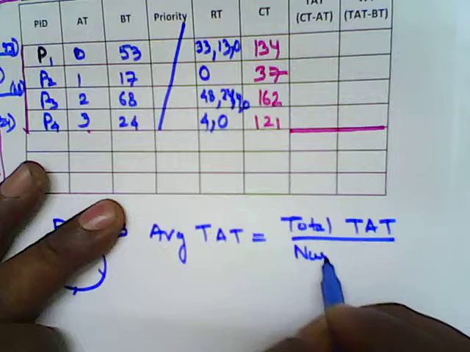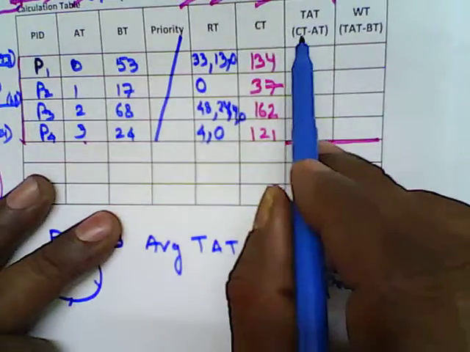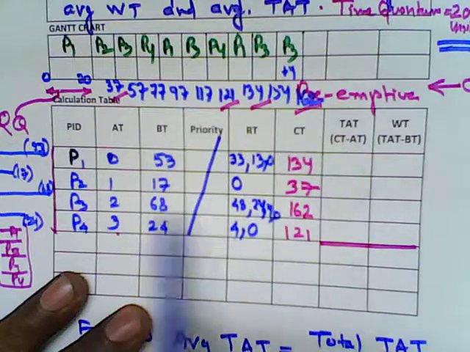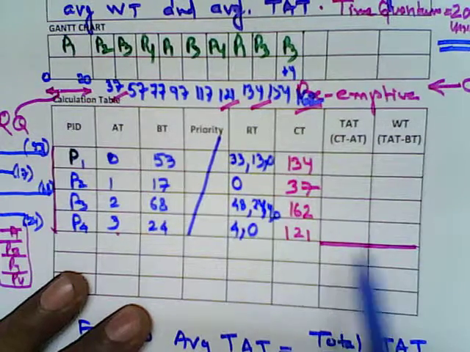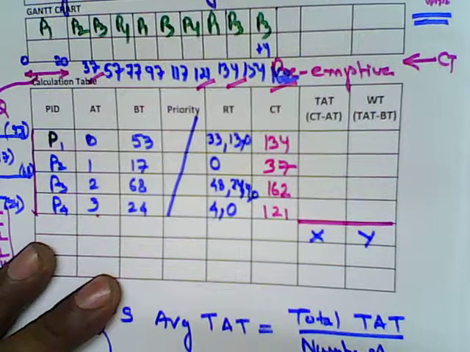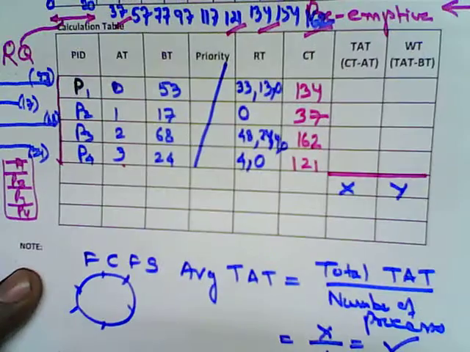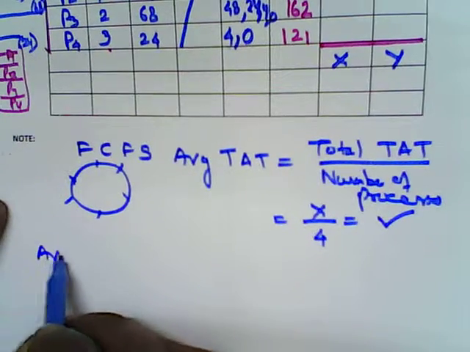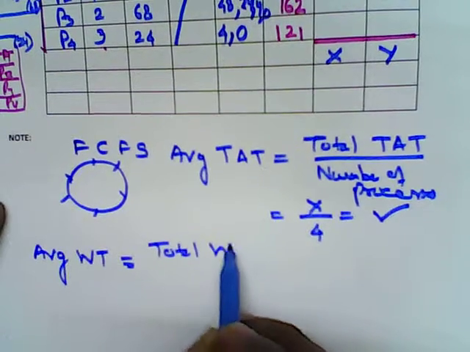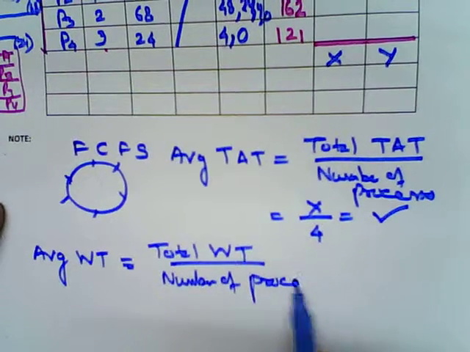So turnaround time means what? It is CT minus AT. So this minus this, you write, this minus this, you write, this minus this, you write, this minus this, you write. Then sum total. So let us take this sum total as X, and here this sum total as Y. So this is nothing but X divided by number of processes, 4. So you find the answer. Similarly, average waiting time. Waiting time is what? Total waiting time divided by number of processes. So you add the total Y and divide by number of processes.